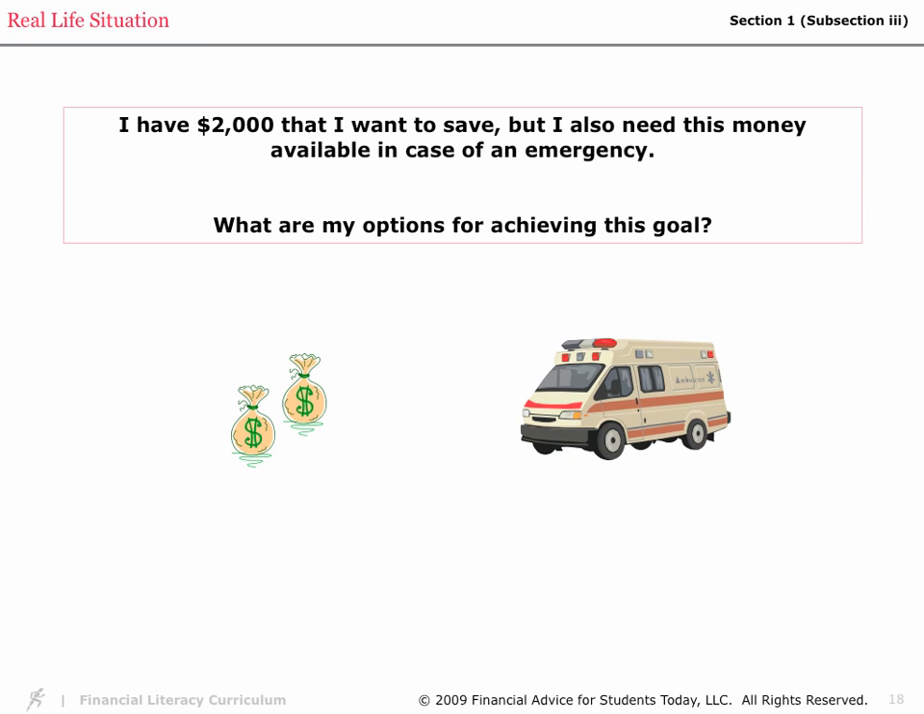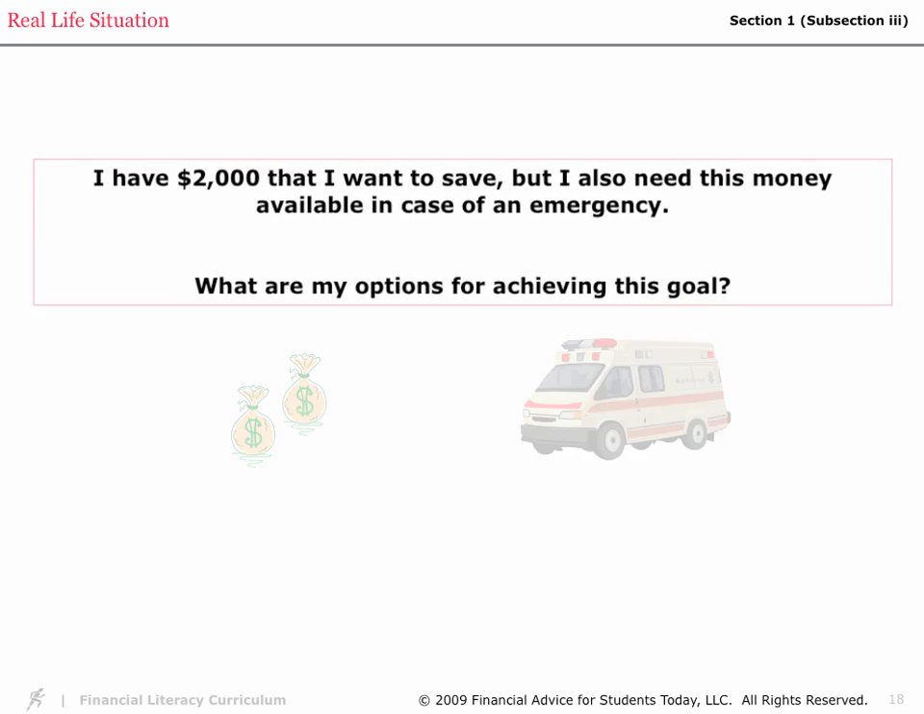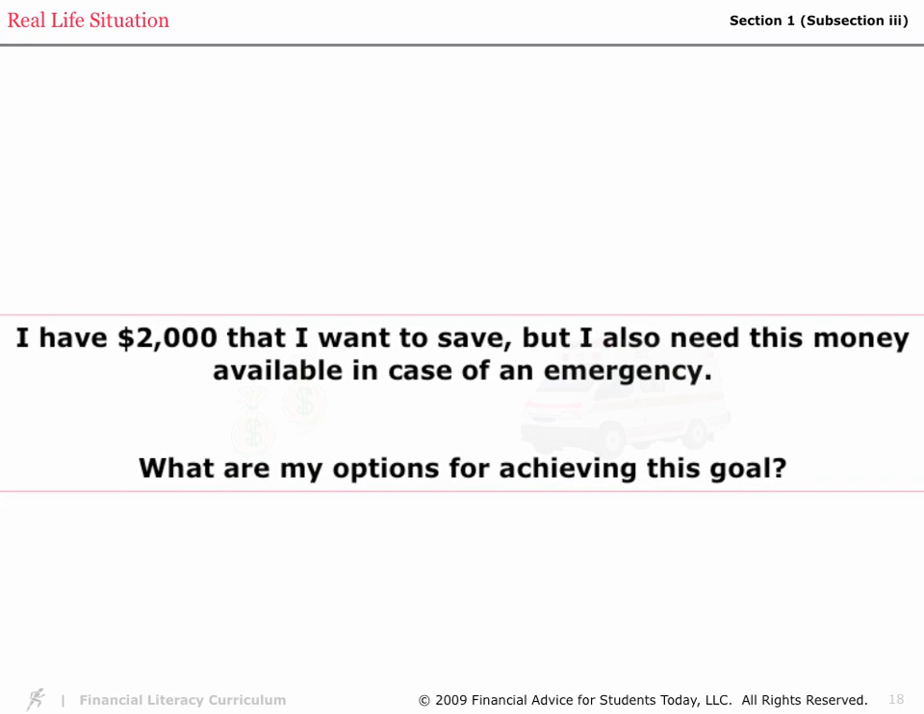Slide 18 poses the following real-life situation. I have $2,000 that I want to save, but I also need this money available in case of an emergency. What are my options for achieving this goal? Some students will say that they would save this money in a bank, while others may say they would store it at home so that they could access it quickly in case of an emergency.